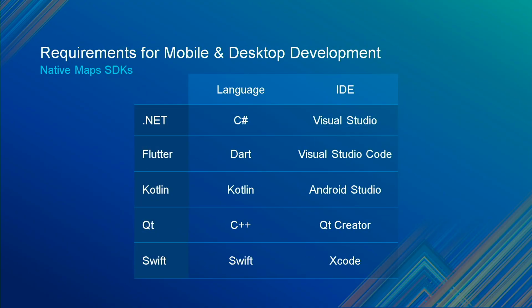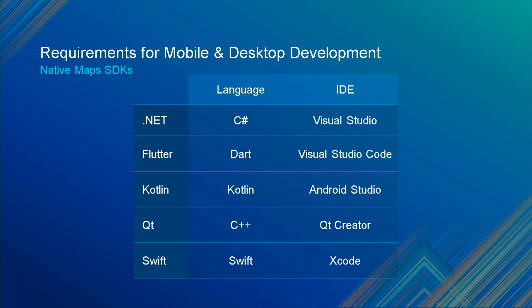Now, if we want just an overview of the requirements for mobile and desktop development for our native Maps SDKs, really one of our guiding principles here is creating SDKs for you to build applications to meet you where you are, so meet the developers where they are, right? And this is what we continue to strive for by building multiple SDKs that support languages and frameworks and tools that you and your colleagues want to use. So each of these SDKs has specific development languages and environments.